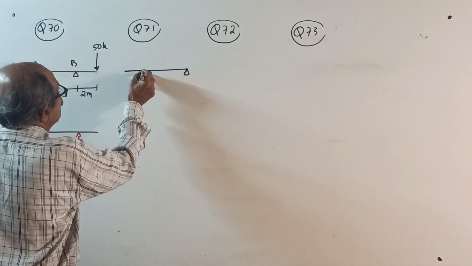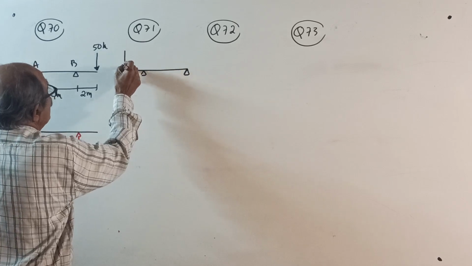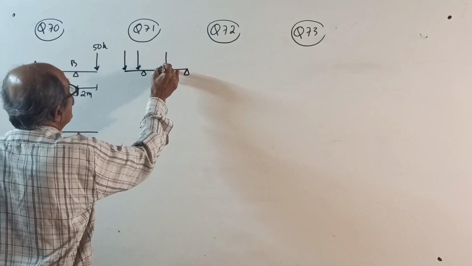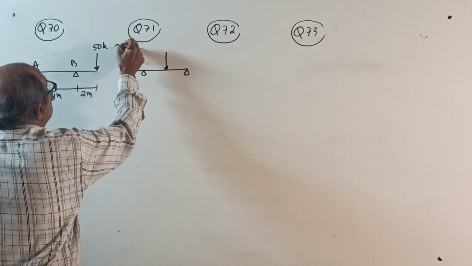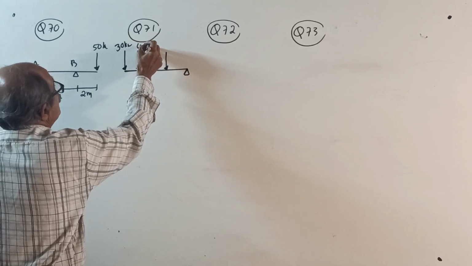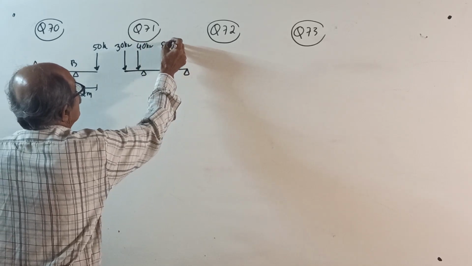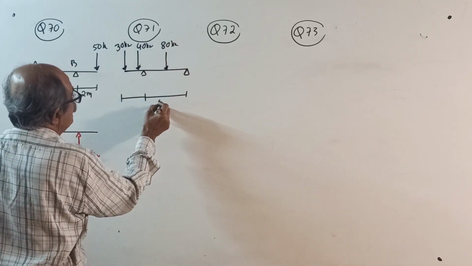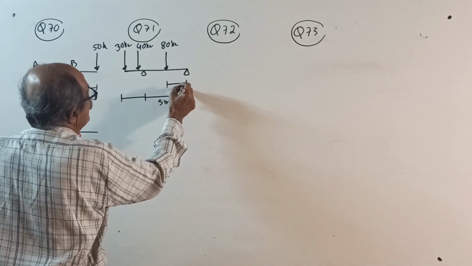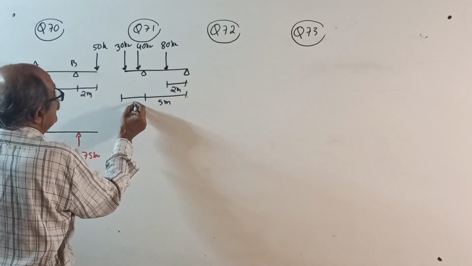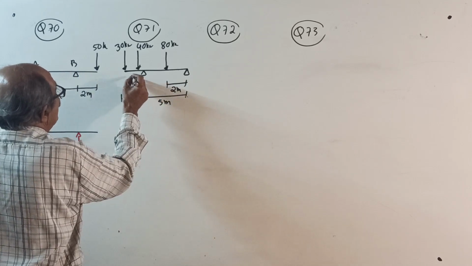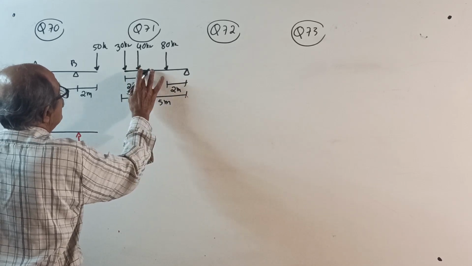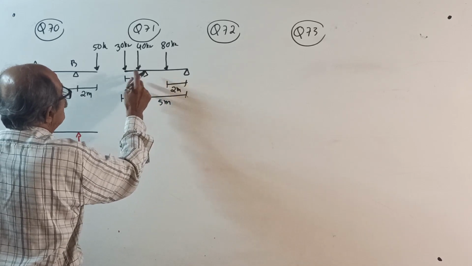All simply supported beams. One point load here, one more point load here, one point load here. 30 kilonewton, 40 kilonewton, 80 kilonewton. 5 meter, 2 meter, this is 3 meter, and this load is at 2 meter from here. This is 2 meter. See, the support is slightly on this side, 2 meter from here.